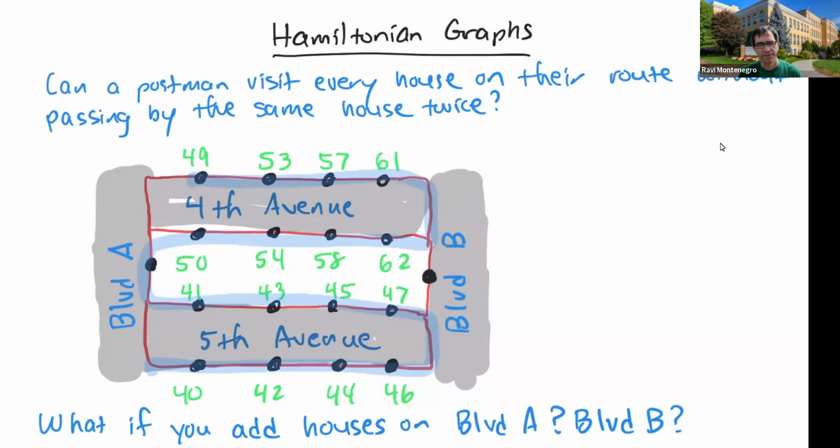Now, as we have seen before with Euler paths, a failed attempt does not mean it can't be done. So let's try again. Maybe I'll start at one of these houses that were added. It almost worked, but I've got stuck. I'm going to have to pass that house on Boulevard B again. So you can keep on trying on this, but I'm pretty sure that you're going to find that you cannot do this.